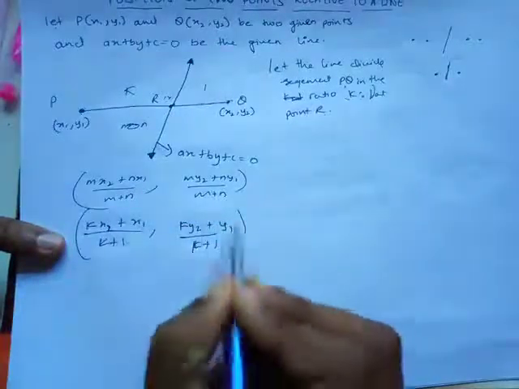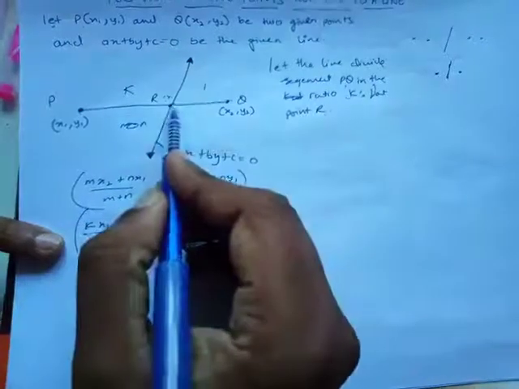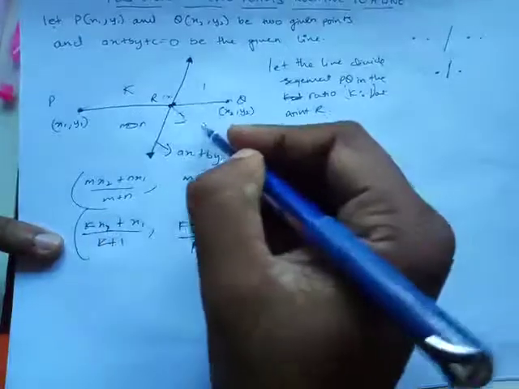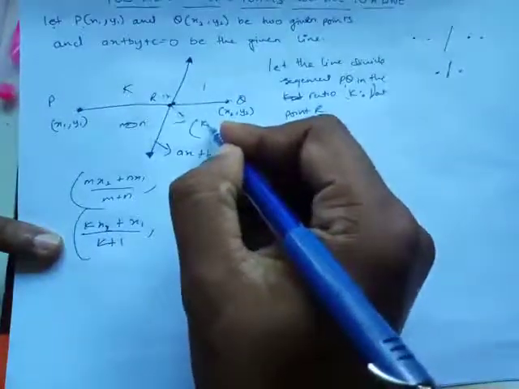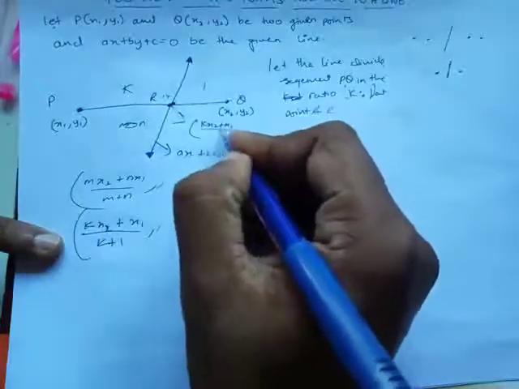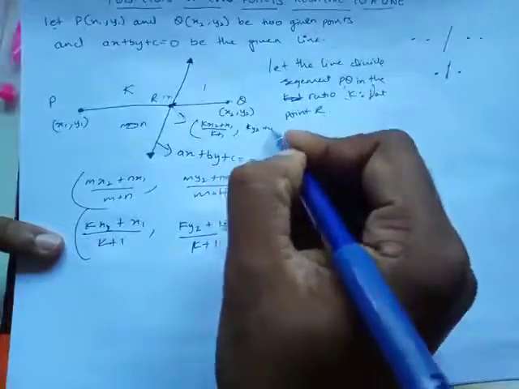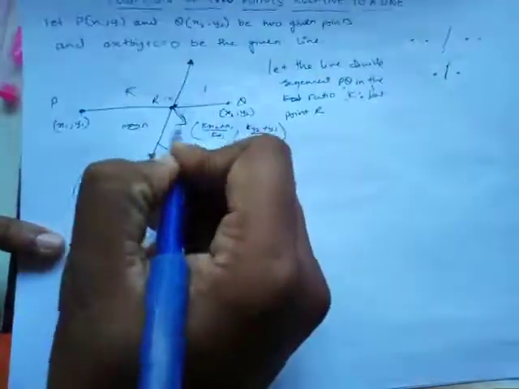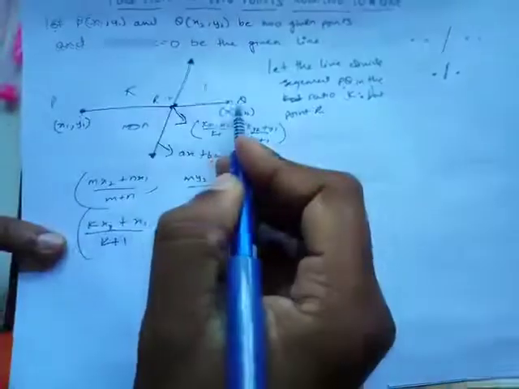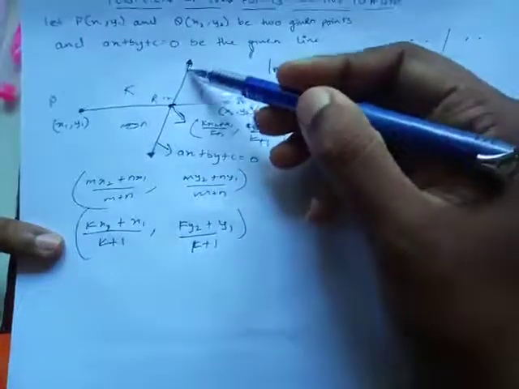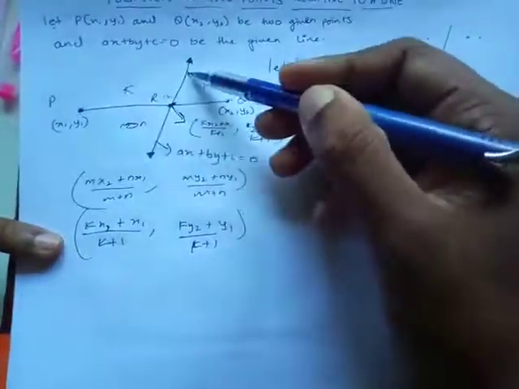This is x and this is y. I don't have much space over here, otherwise I would have written over here. So the coordinates of this point are: x is k x2 plus x1 over k plus 1, and y is going to be k y2 plus y1 over k plus 1. So these are the coordinates of this point. I have the coordinates of this point, but this point is also lying on this line.